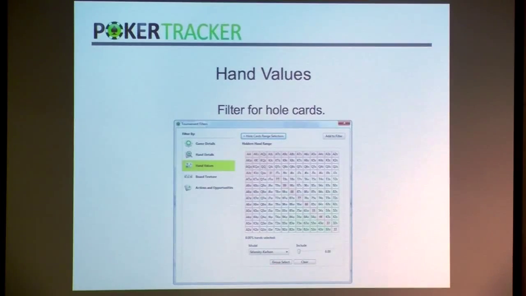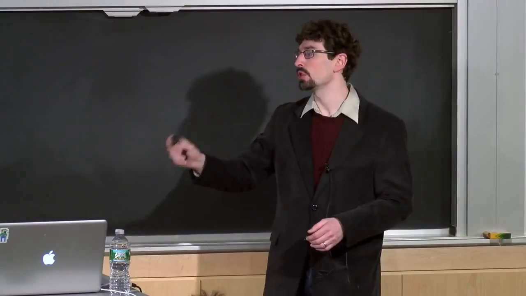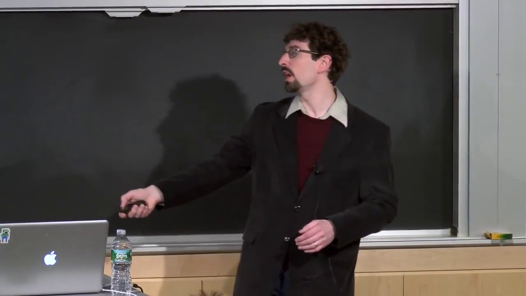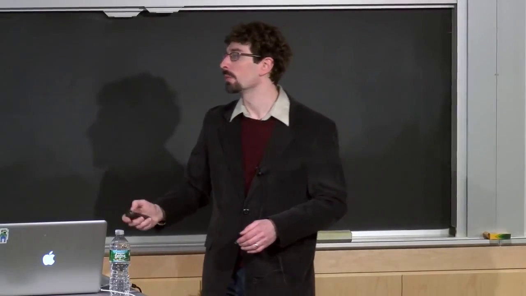There's also this group select button, which will save you time if you want to do like any ace, you can just click group select any ace. Or if you want to do any pair, group select any pair. If you want to invert it, you can just click group select and invert, and anything that's turned on will be turned off. So you have lots of options there. And once you've set whatever you want, you just click add to filter.